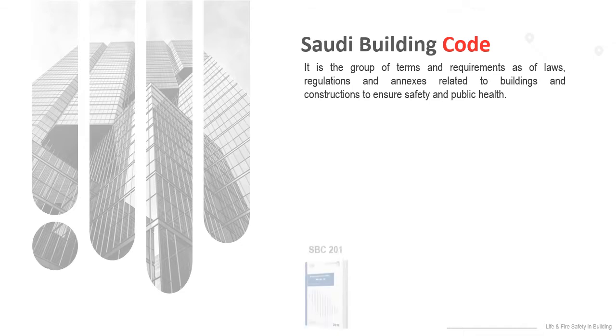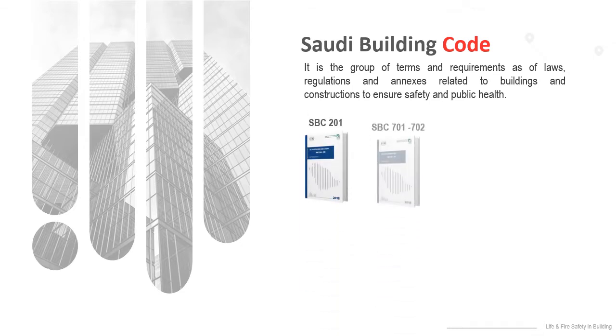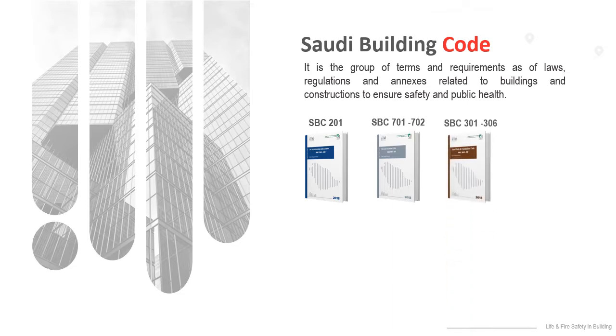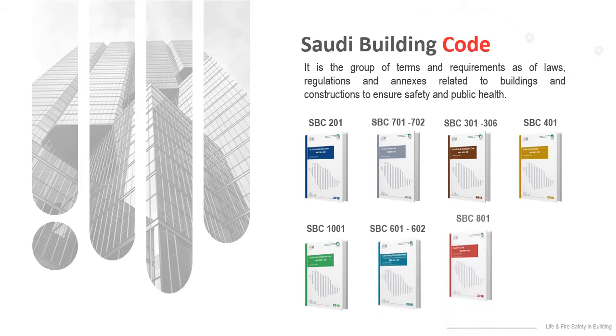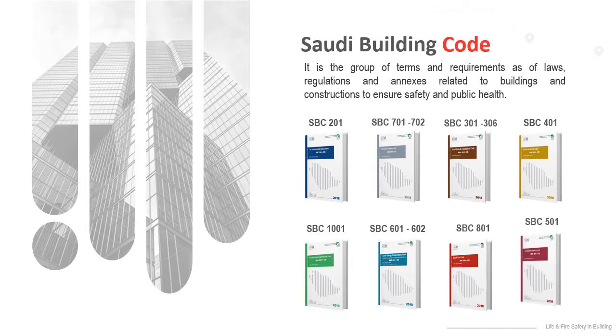The primary code we have in Saudi Arabia is the Saudi Building Code 201. We have the Saudi Sanitary Code 701 and 702. We have the Saudi Construction Code 301 and 306. We have the Saudi Electrical Code 401. We have the Saudi Green Building Code 1001. We have the Saudi Energy Code 601 and 602. We have the Saudi Fire Code 801, and we have the Saudi Mechanical Code 501.